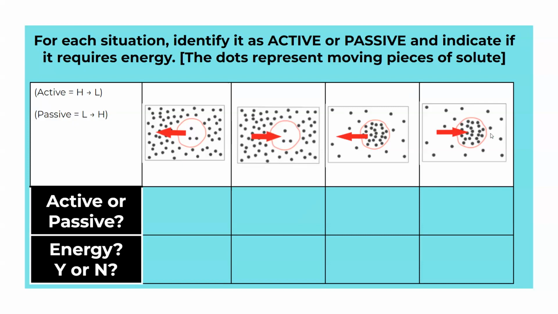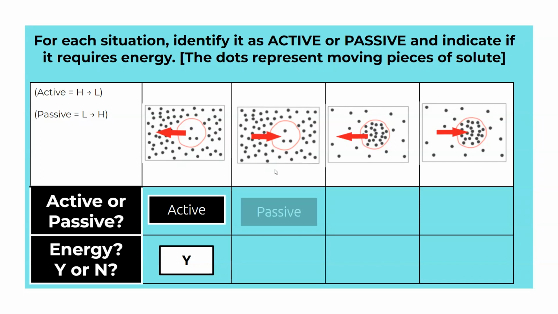So in each of these cases, we can identify it as either active or passive. So in this first instance, we've got it going from low to high. So anytime you go low to high, think about going up that hill. That is active, and it will require energy to go up the hill, up the gradient. In this situation, see it's higher on the outside and lower on the inside. So we're going from high to low. So that is passive, which does not require energy.